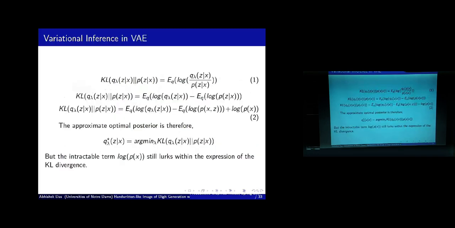There is a very detailed derivation of that, and I don't think we have time for it. But KL divergence is defined as the expectation value of the log of Q lambda over P. We can express it in a subtractive form, and using Bayes theorem we can express it in the form of equation 2.